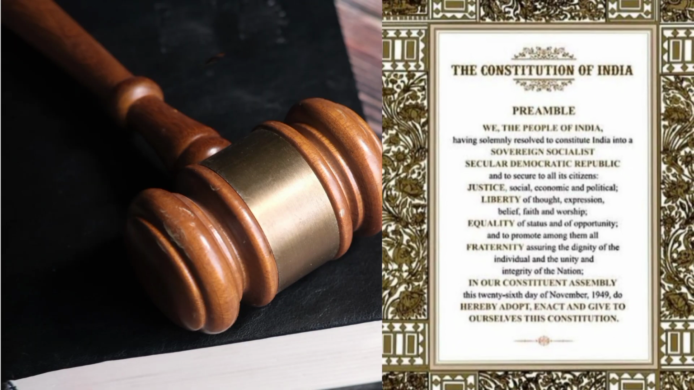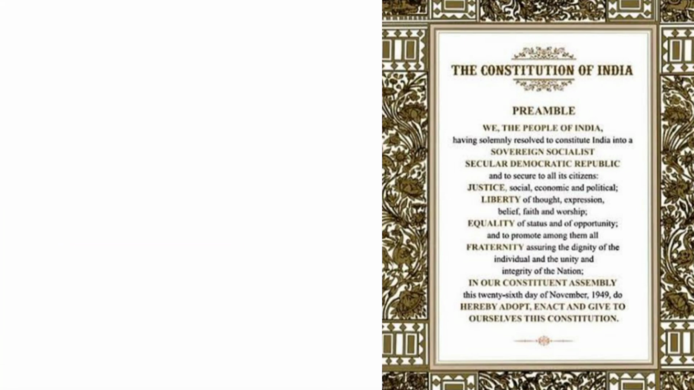The preamble outlines our nation's objective. We, the people of India, having solemnly resolved to constitute India into a sovereign, socialist, secular, democratic republic, and to secure to all its citizens justice, social, economic and political, liberty of thought, expression, belief, faith and worship, equality of status and of opportunity, and to promote among them all fraternity, assuring the dignity of the individual and the unity and integrity of the nation.